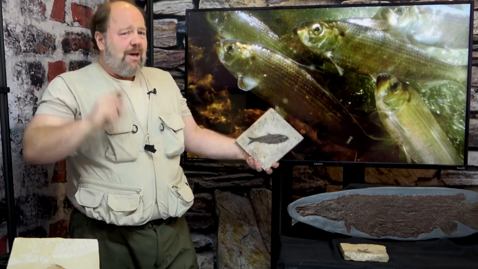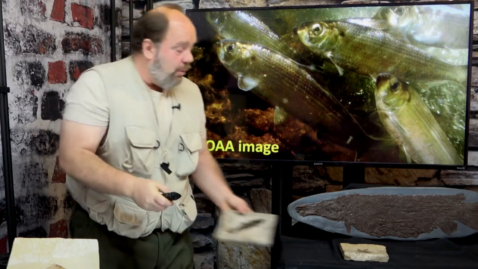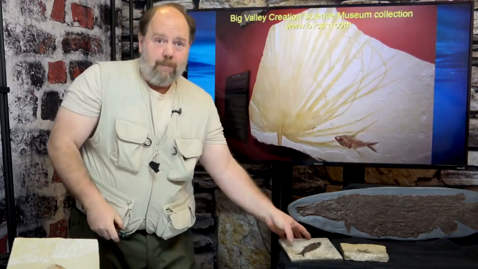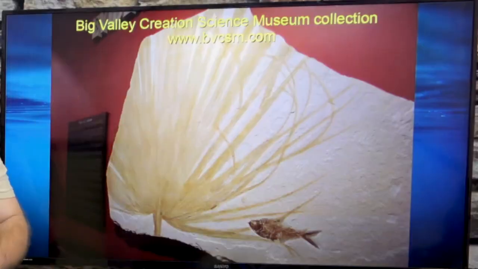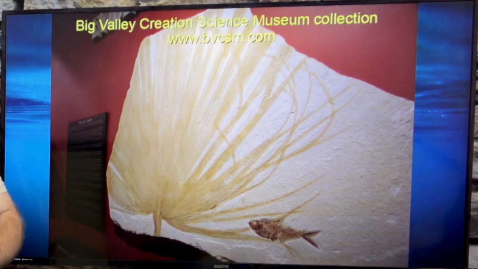But it's not just fish found in the Green River Formation. We find plants as well. Here's another original fossil on display at the Big Valley Creation Science Museum. You recognize it? It's a palm tree frond. How do you know? 'Cause it looks just like one.